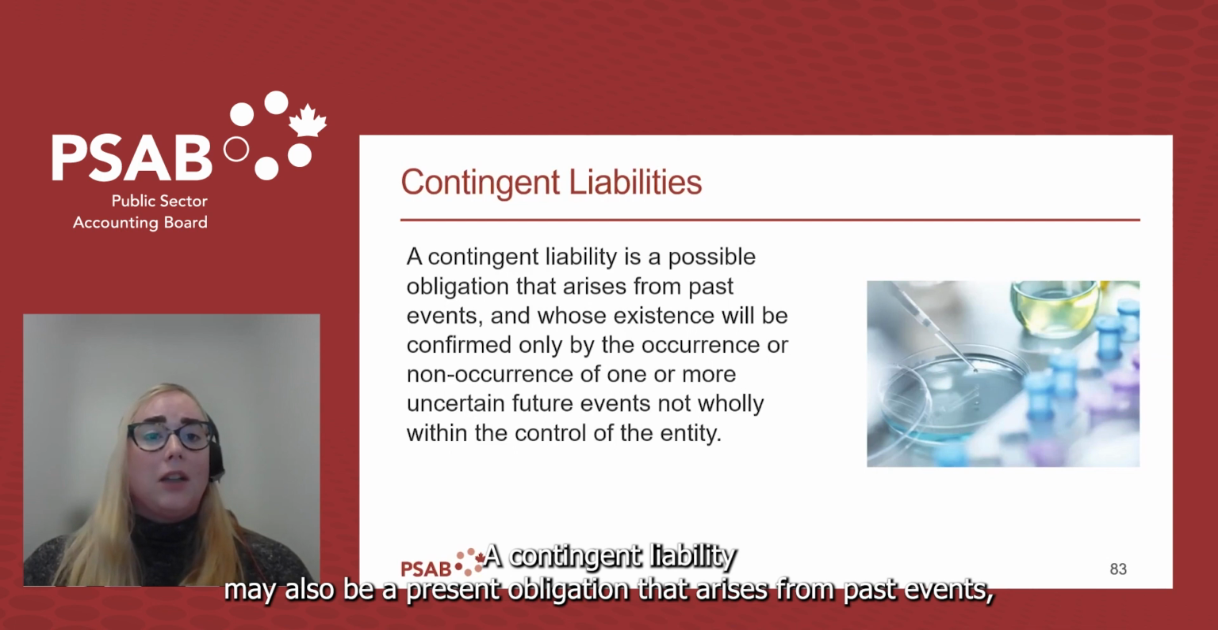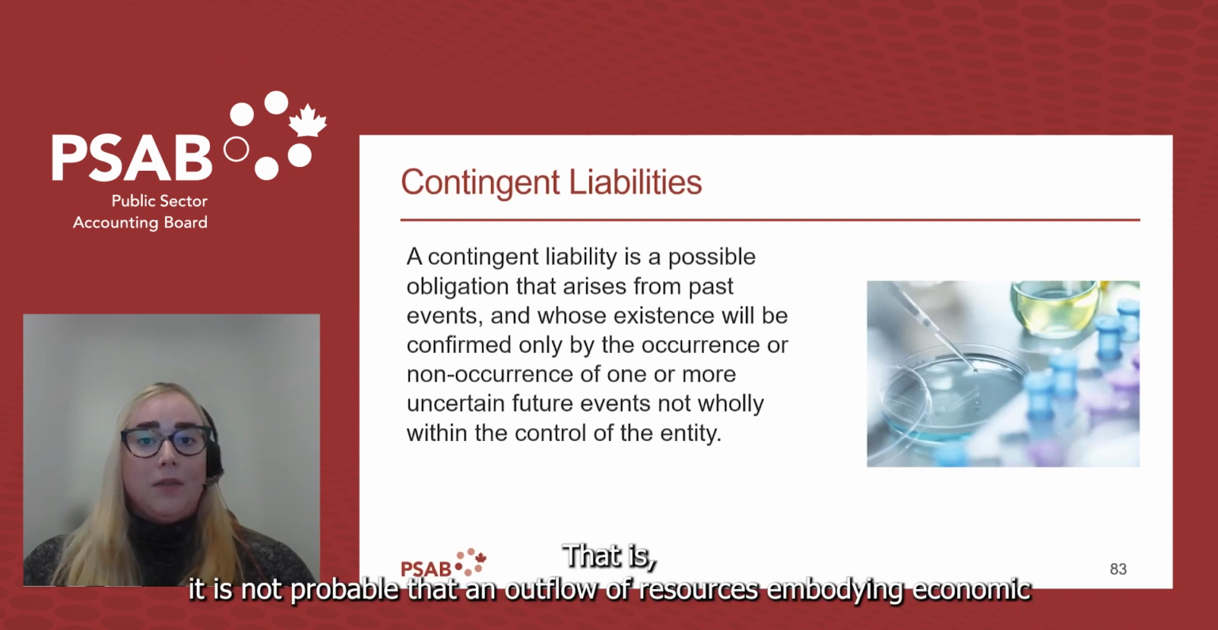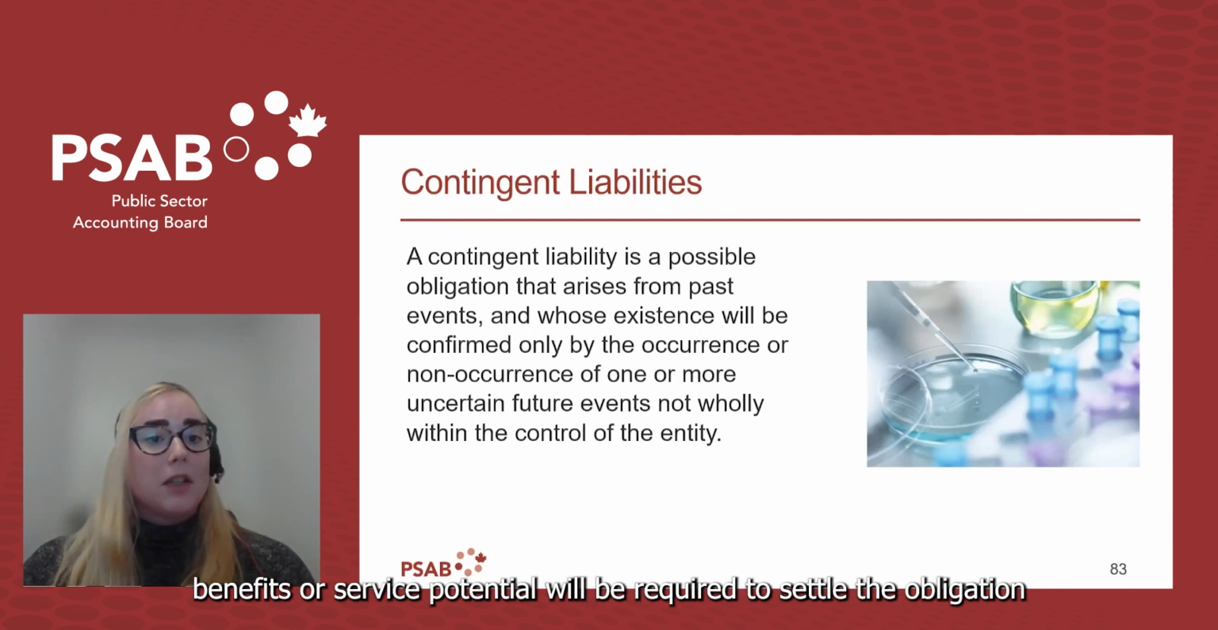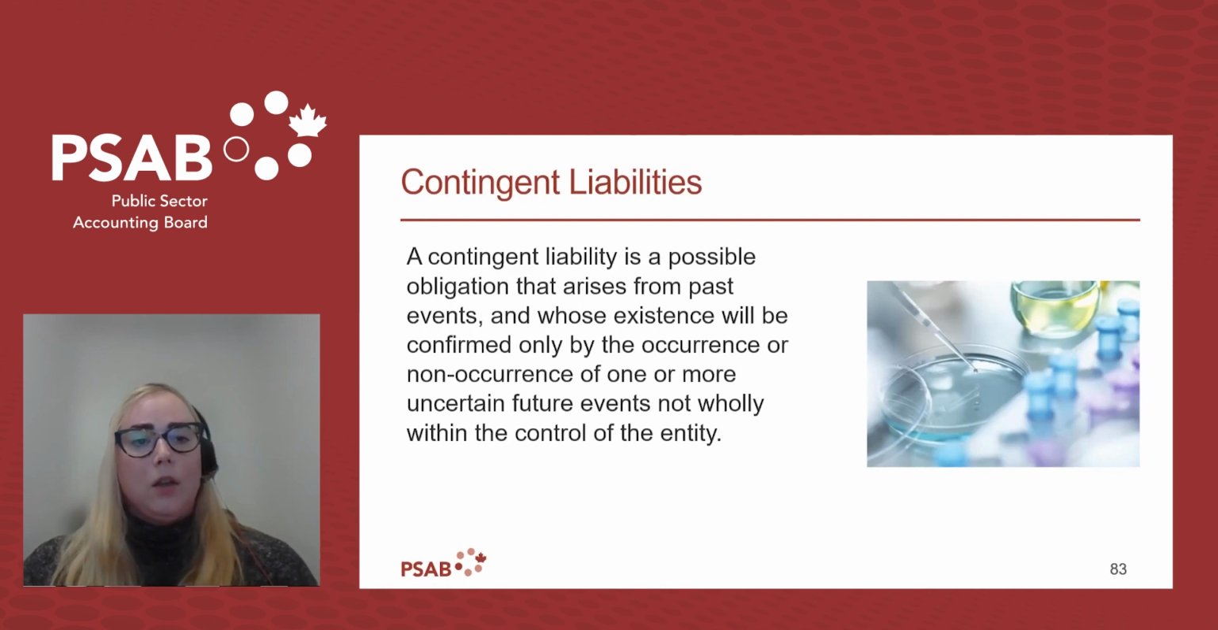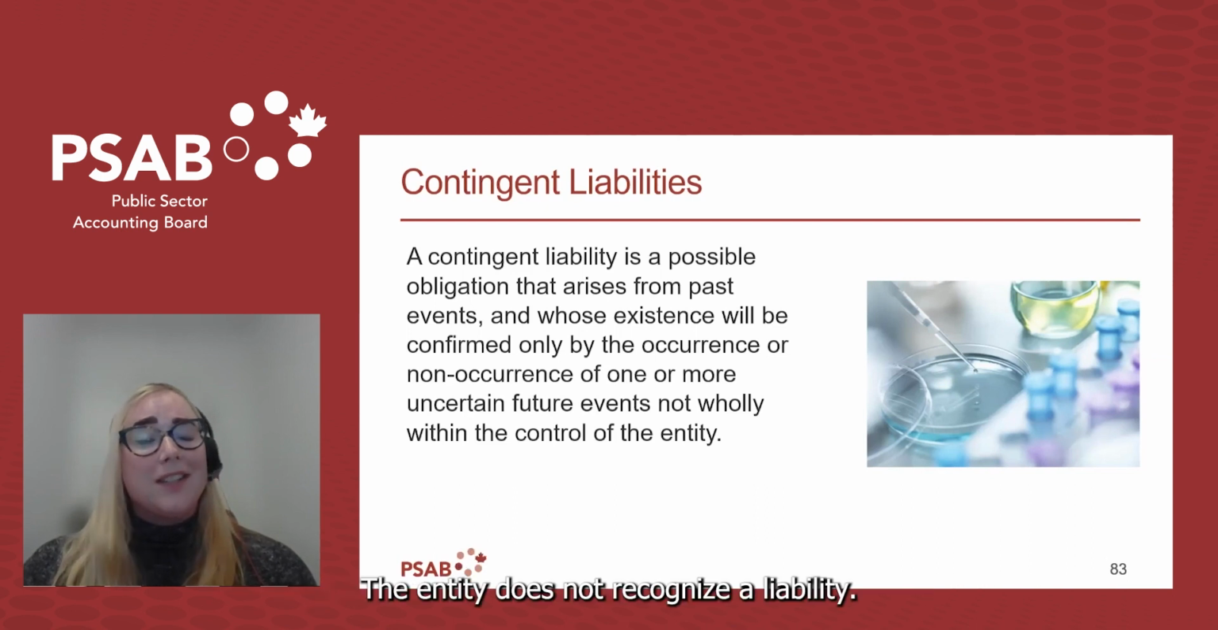A contingent liability may also be a present obligation that arises from past events, but is not recognized because it does not satisfy the recognition criteria. That is, it is not probable that an outflow of resources embodying economic benefits or service potential will be required to settle the obligation. When an entity determines it is not probable that an outflow due to an obligation will occur, the entity does not recognize a liability.